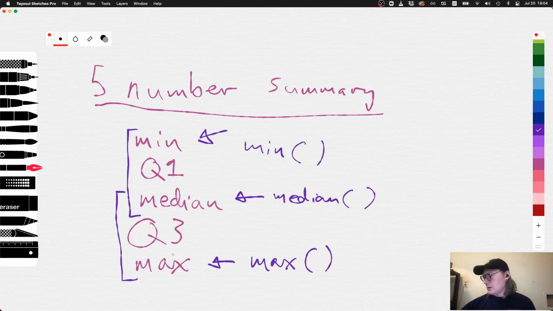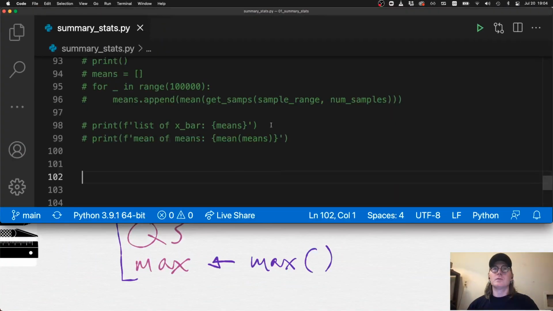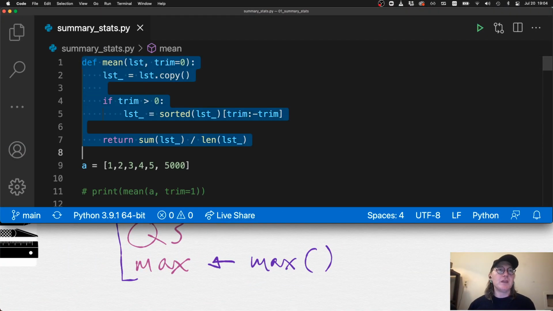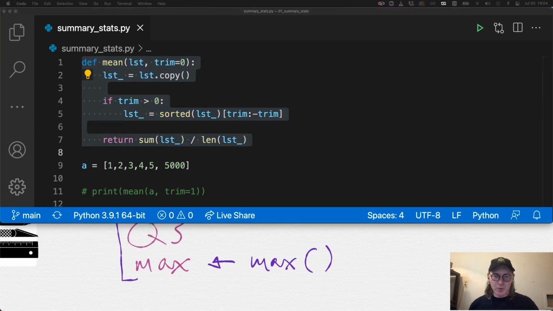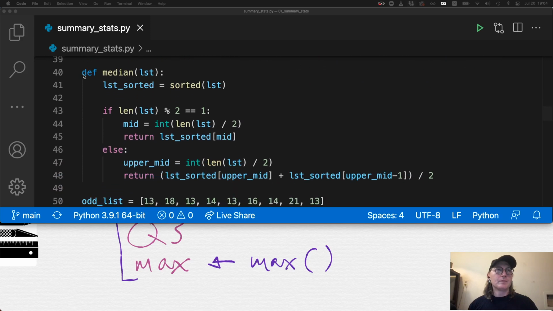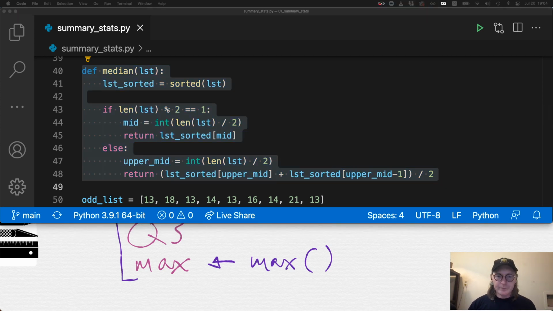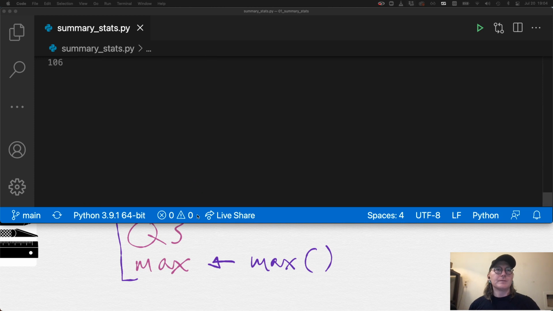So with that in mind, let me give you those functions really quick. So you're going to need the mean at some point. So make sure you copy this in if you don't have it somewhere handy. And you're going to need the median. Obviously, you'll need the median for this one. So I'll throw that in there as well. All right.